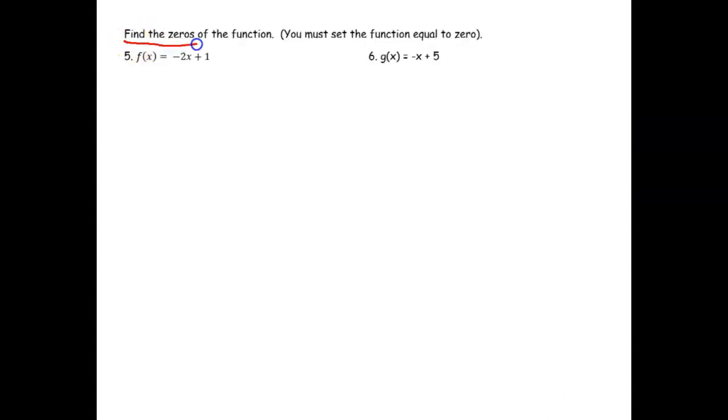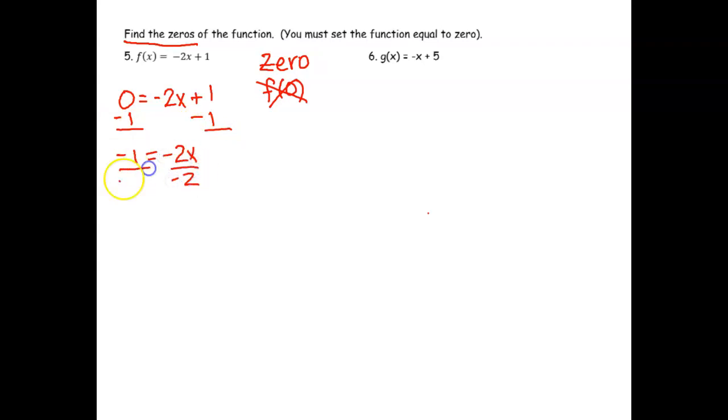So we're finding the zero. Again, finding the zero, not finding f of 0. It's not the same thing. In this case, we set our output to be 0, and then we solve for x. So I subtract 1 from both sides. -1 equals -2x, and then I divide by -2. My x is going to be equal to 1/2.